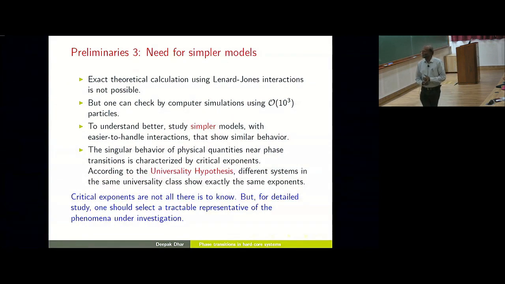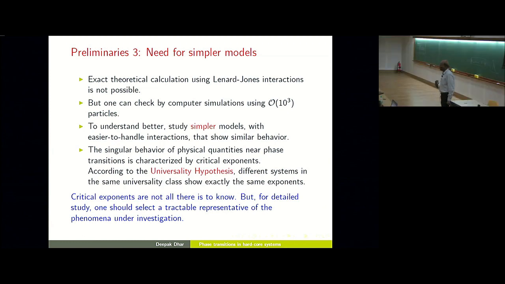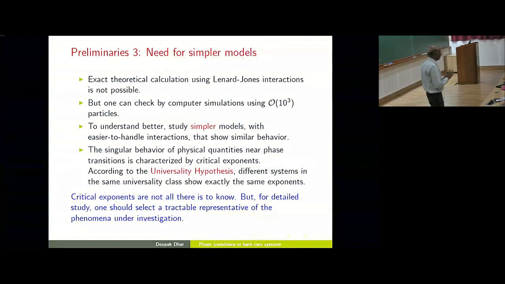But what one would like to do instead is to take a detailed study of a tractable representative of some phenomenon under investigation. So our phenomenon under investigation is a model which shows solid, liquid and gas phases. Can I construct a model which shows solid, liquid and gas phases?